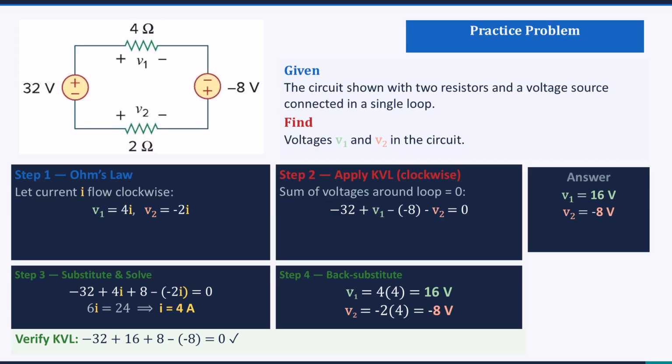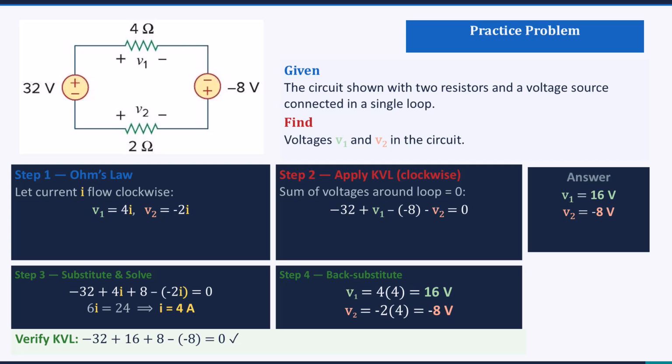Step 1, Ohm's law. Assume current I flows clockwise. For the 4-ohm resistor on top, current enters the plus terminal, so V1 equals 4I. For the 2-ohm resistor on the bottom, the plus is on the left, and the clockwise current flows from right to left across the bottom, so the current enters the minus terminal. Therefore V2 equals minus 2I. Step 2, apply KVL clockwise.